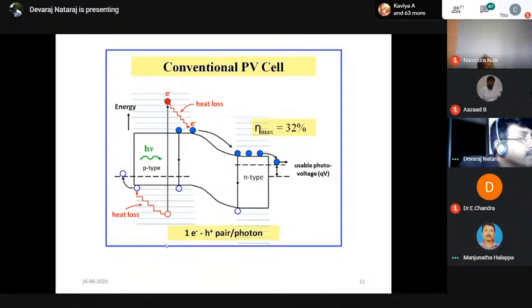Okay, now I'm going to explain the limitations of the solar energy conversion process using the silicon material system. So normally you have a PN junction.